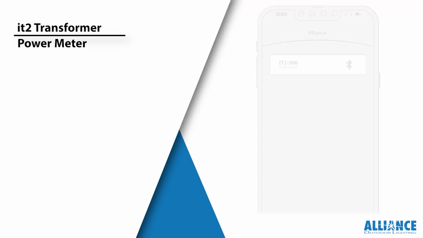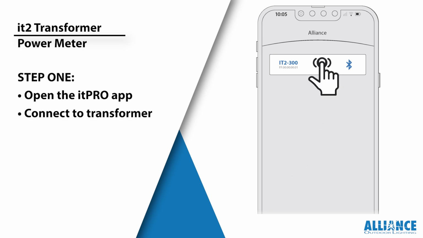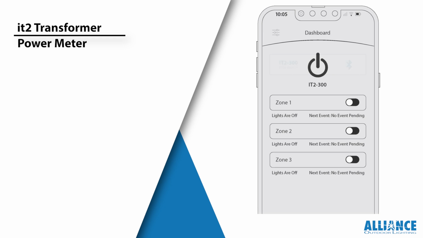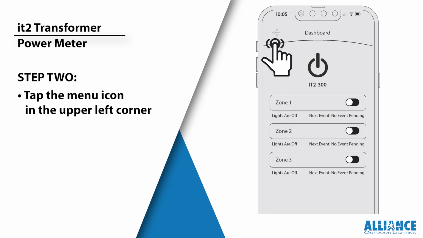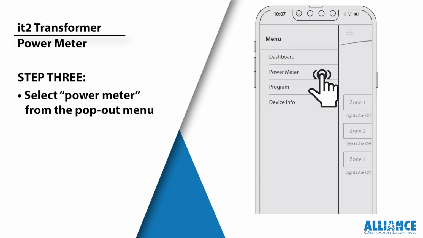To access the power meter, follow these steps. Step 1. Open the itPRO app and connect to your transformer. Step 2. Tap the menu button in the top left corner. Step 3. Select Power Meter from the pop-out menu.